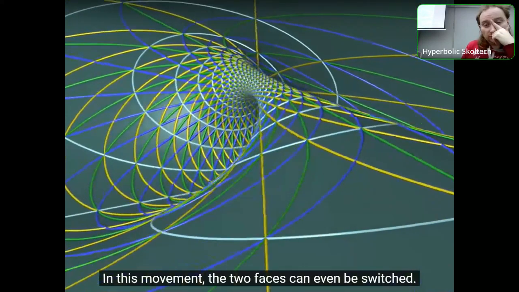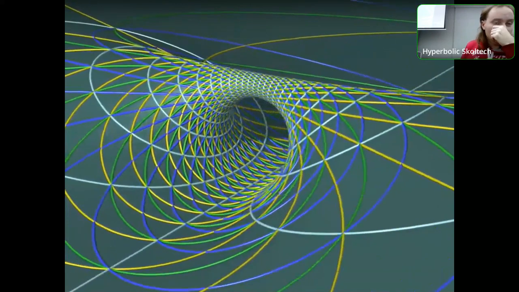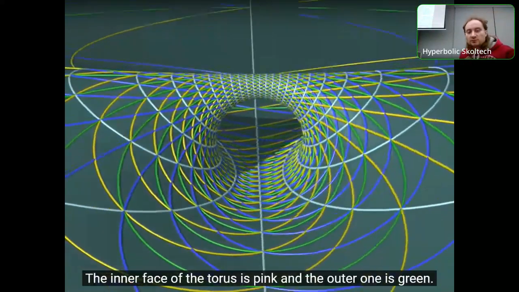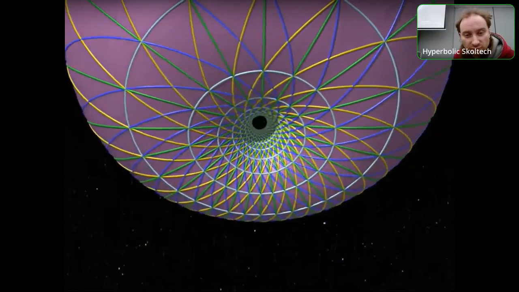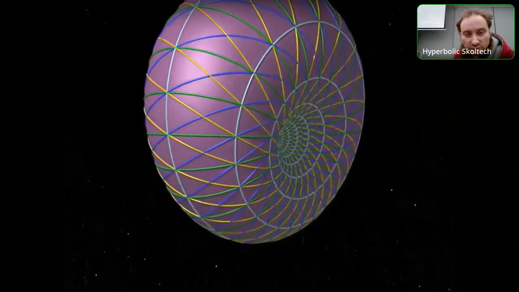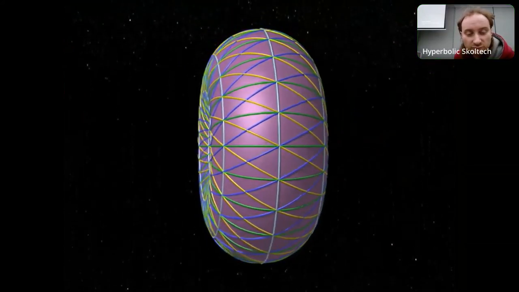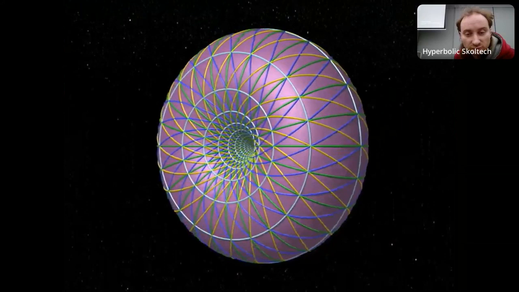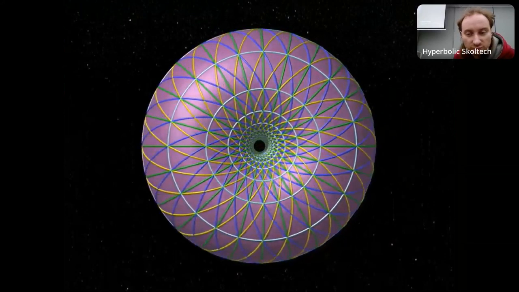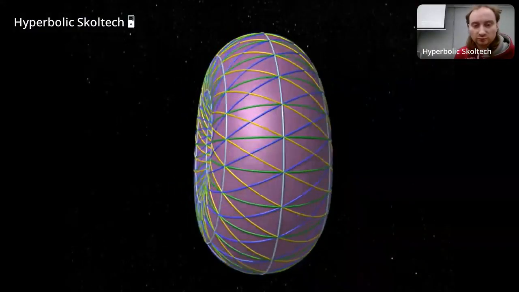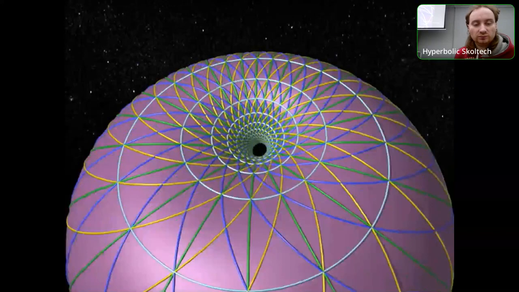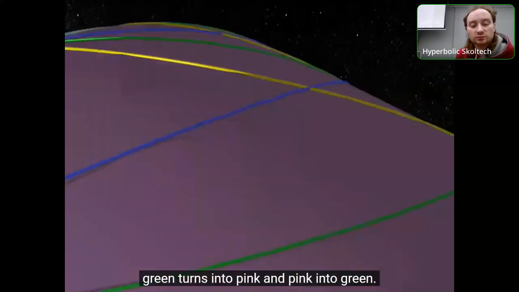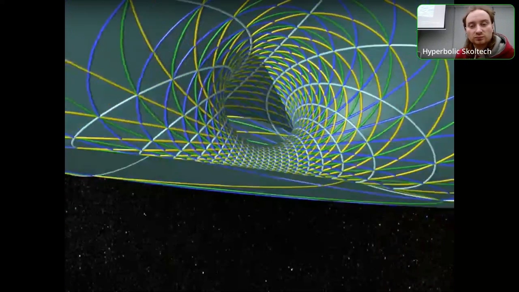In this movement, the 2 faces need to be switched. The inner face of the torus is pink, and the outer one is green. A simple rotation in the 4th dimension, and bingo, green turns into pink, and pink into green. Isn't that magnificent?